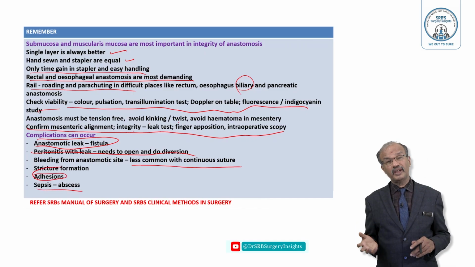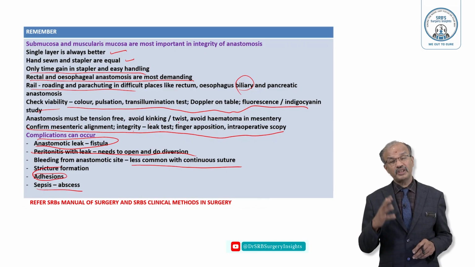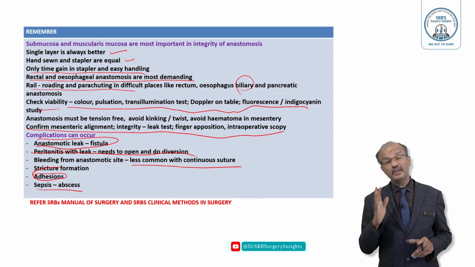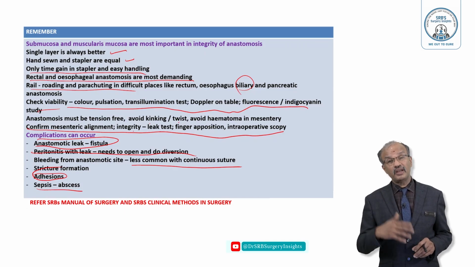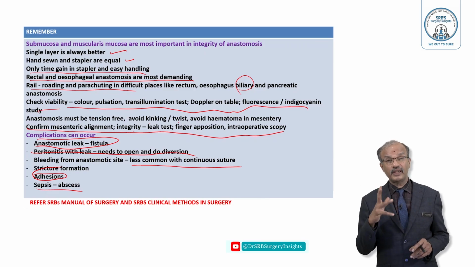Sepsis, maybe pelvic abscess, maybe interloop abscess, maybe subphrenic abscess. The commonest intra-abdominal abscess is pelvic abscess. Second common is subphrenic abscess. Bernard's aphorism: pus somewhere, pus nowhere, pus under the diaphragm. That is a very common, popular aphorism for the subphrenic abscess, the second most common.